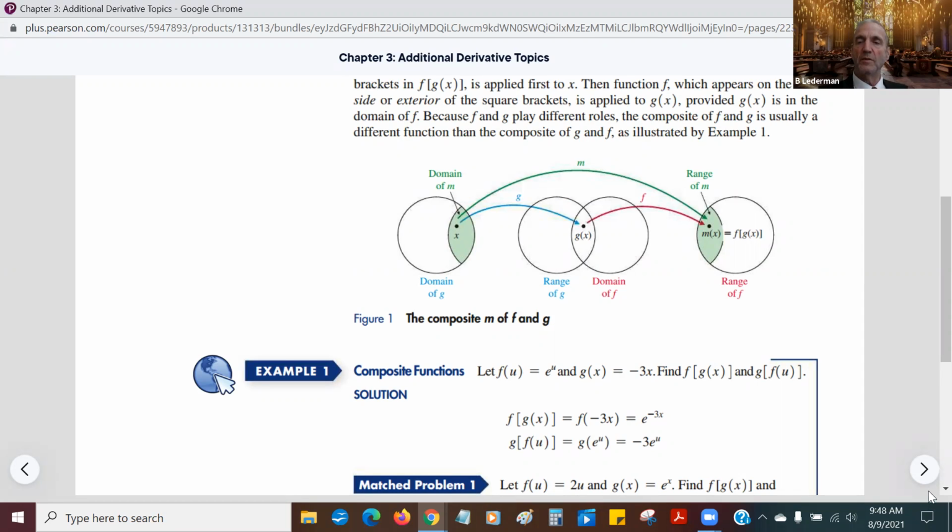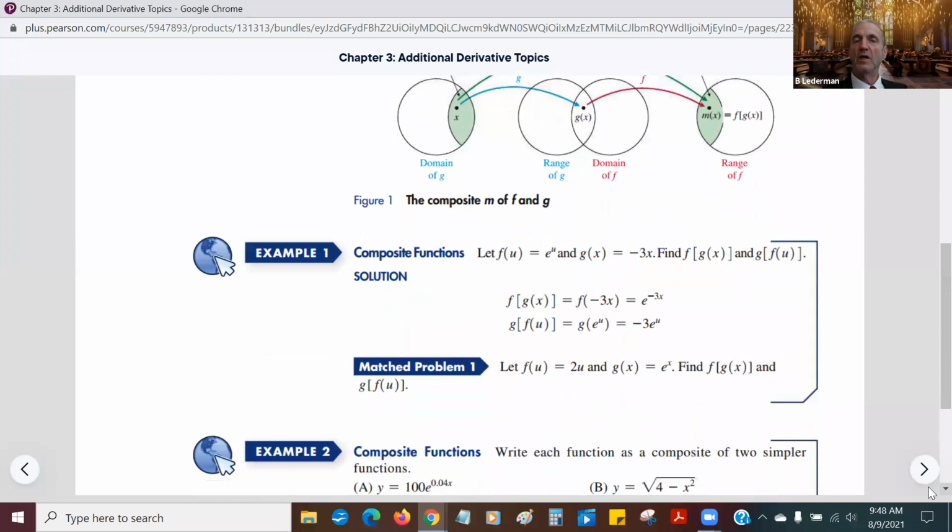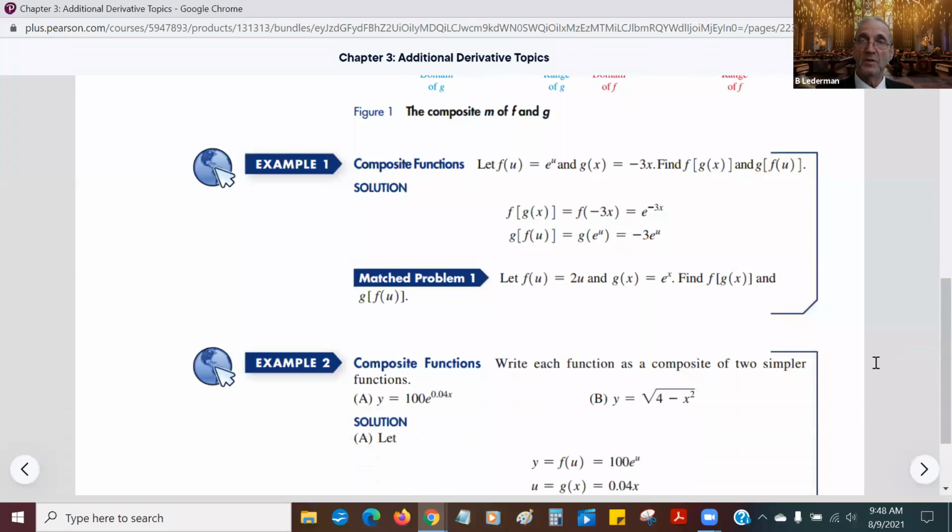Either way, let's look at some examples of composite functions. Actually, I don't need examples of composite functions. Let's get some calculus here. So these are composite functions because negative 3x is a function and raising e to a power is a function. Multiplying something by negative 3 is also a function. That's what happens when I take these two functions.